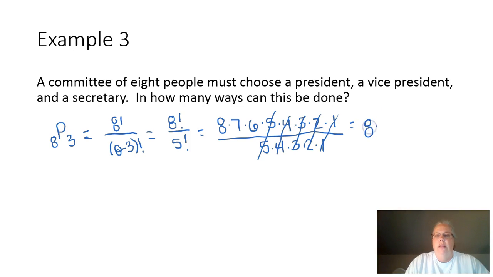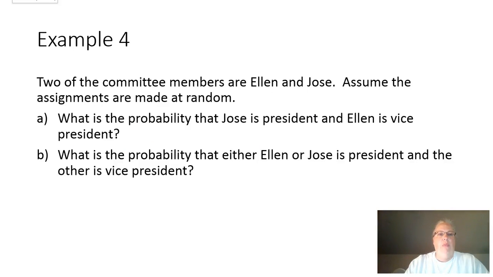And then we'll put that into our calculator. And that will give us a grand total of 336. So there are 336 ways to arrange 8 committee members into sets of a president, vice president, and a secretary. Alright, example 4. 2 of the committee members are Ellen and Jose. Assume the assignments are made at random. A. What is the probability that Jose is president and Ellen is vice president?